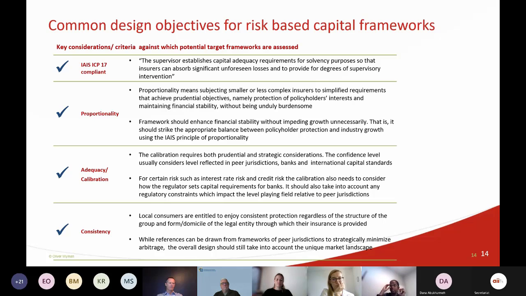There are other dimensions, such as adequacy and calibration. The principles do not actually state where you should be calibrated to. It leaves it to the jurisdictions to think about the risks in their market and other competitive or growth pressures. Often what you find is that the confidence level or the calibration point considers what peer jurisdictions are doing, and also other financial institutions which have similar risk types, to avoid capital arbitrage. So, for example, for interest rate risk and credit risk, the calibration also needs to consider how the regulator might set capital requirements for banks. Because in some countries, the capital requirements might already be more developed or more risk-based for banks, and the insurance requirements are lagging. So when you're setting it up, you want to be careful to double check what is being done on the banking side for similar risks like credit risk.